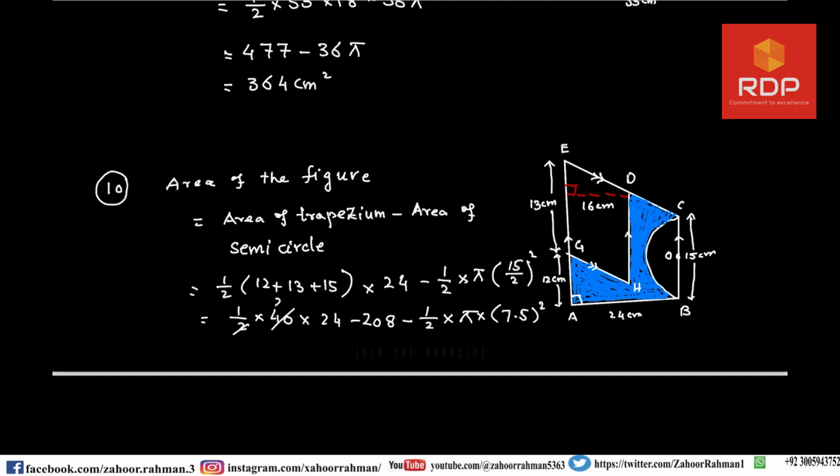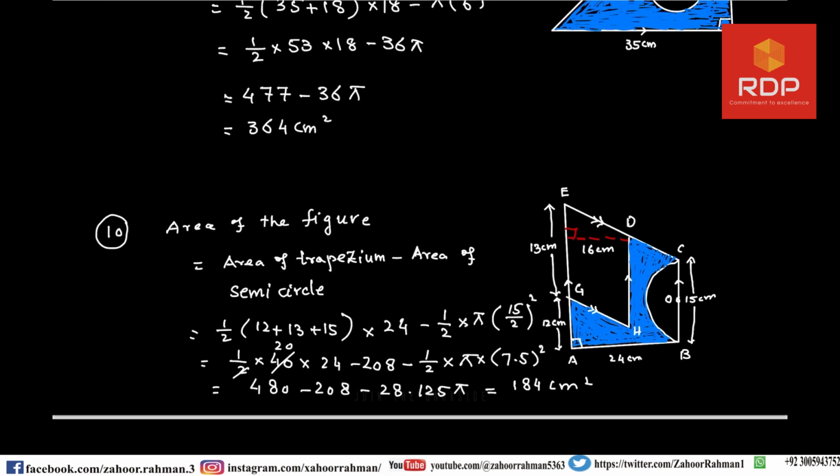Next, 20 and 40 when we multiply, it will be 480 minus 208 minus 28.125 pi, and after necessary calculation on the calculator we will get the final answer, and that is 184 centimeter square.